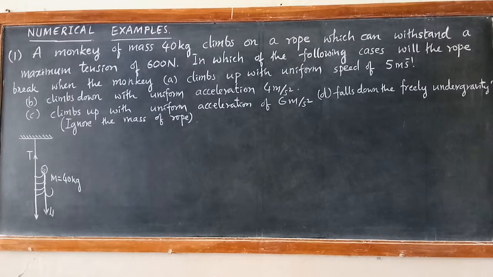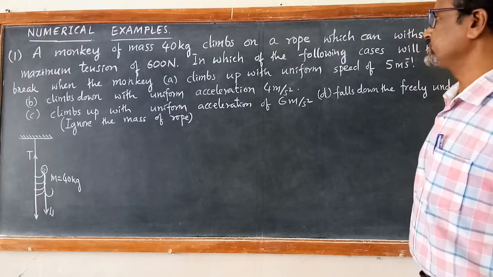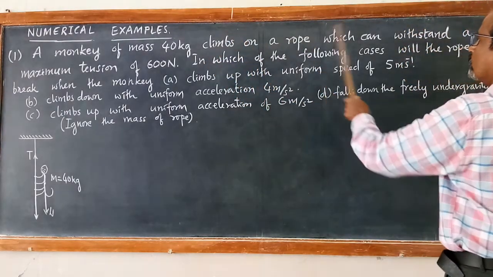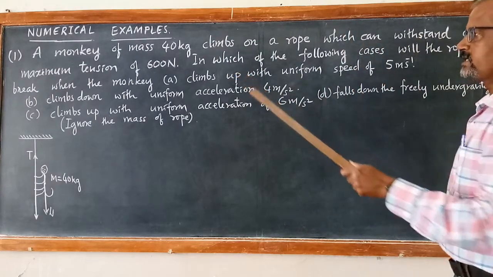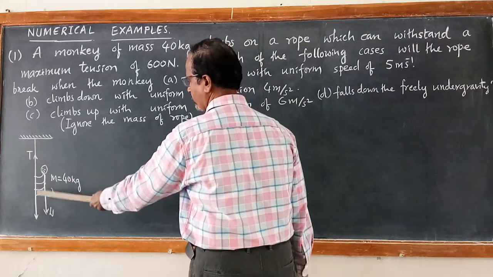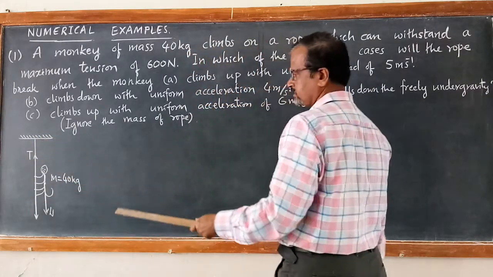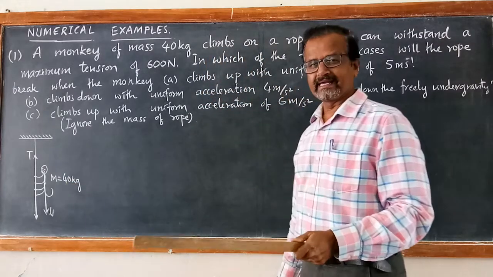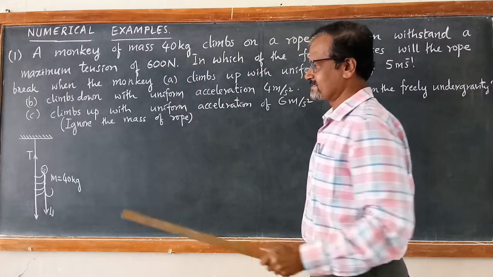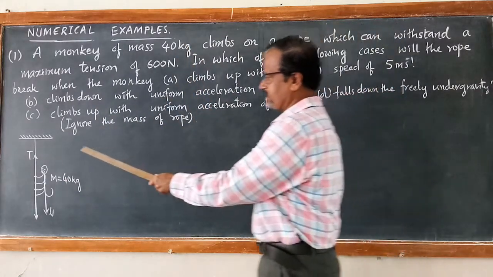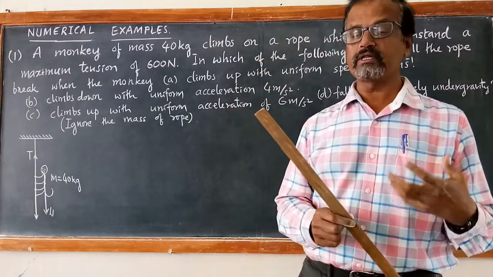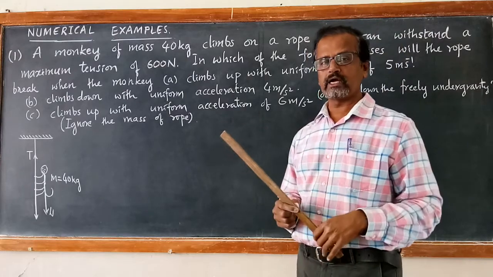Okay, look at the problem. A monkey of mass 40 kg climbs on a rope which can withstand a maximum tension of 600 Newton. This is a schematic diagram of the rope, and this is the support, and this is your monkey climbing up in the first case. The tension that the rope can withstand is 600 Newton. If the tension is more than 600 Newton, the rope is going to break.